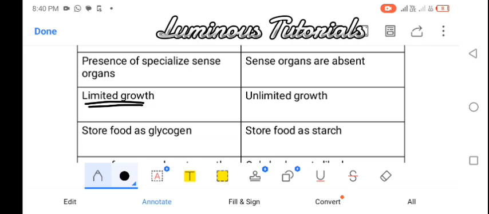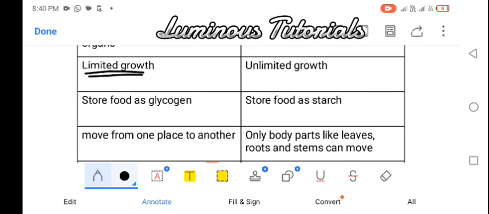But in plants, they have unlimited growth. You could see the tallest tree, Iroko tree. It's as tall as that, and keeps growing and growing. And even the roots keep going deeper and deeper. Am I communicating? So they have unlimited growth. So limited growth in animals, unlimited growth in what? In plants. Please, does it make sense?